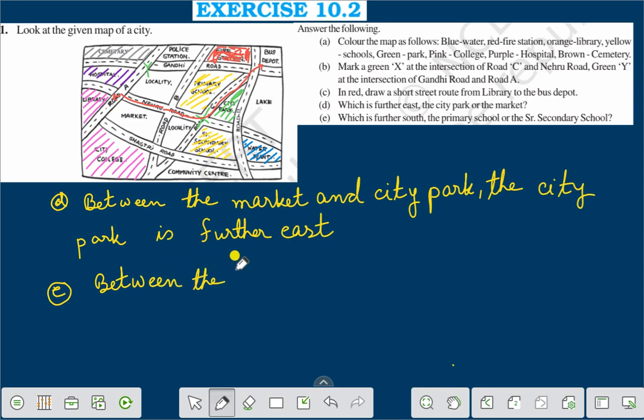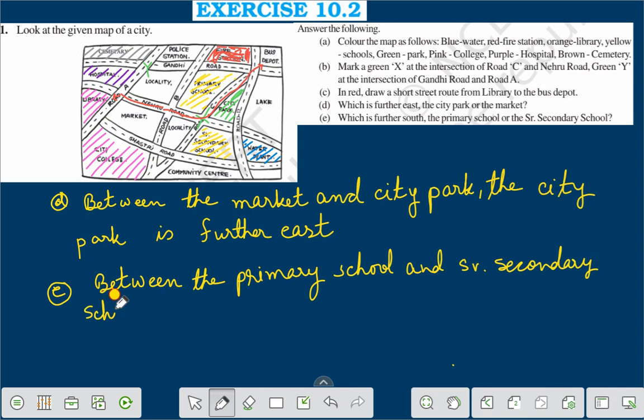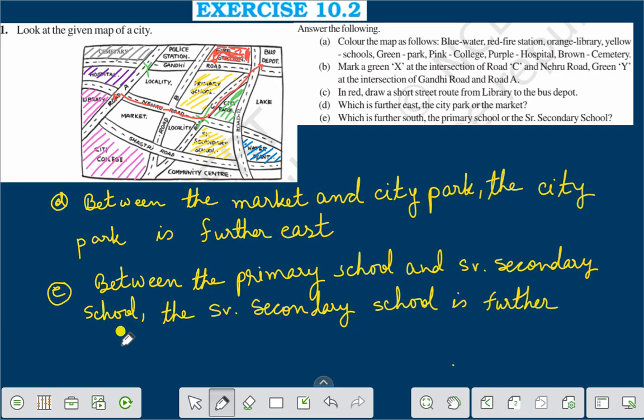between the primary school and the senior secondary school, the senior secondary school is further south. The senior secondary school is further south.